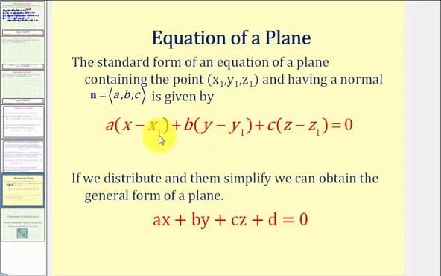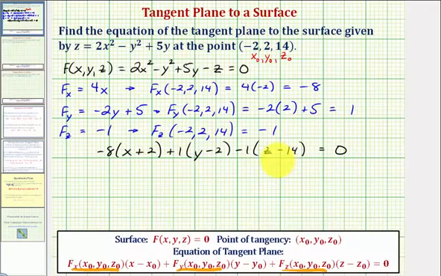Now reviewing the equations of a plane, we just found the standard form of the equation of a plane. If we distribute and simplify, we would have the general form of the equation of a plane, and in our homework, we're actually asked to solve this for z. So let's first put this standard form in general form, and then we'll solve for z. So our next step will be to distribute.